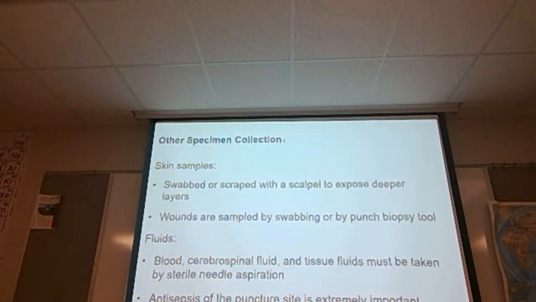Fluids such as blood, cerebrospinal fluid, and tissue fluids must be taken by what is referred to as a sterile needle aspiration. And antisepsis of the puncture site is extremely important. Again, you want to make certain that as you are inserting the sterile needle, you are not picking up bacteria and contaminants as you are going in. Therefore, the puncture site must be cleaned. Many times you will see, in folks that aren't allergic to iodine, a large betadine wash or an alcohol wash placed on before those needle punctures are done.